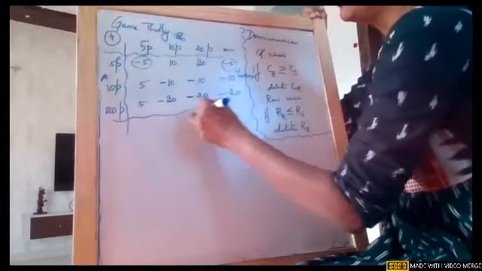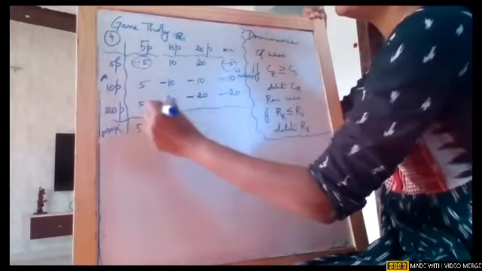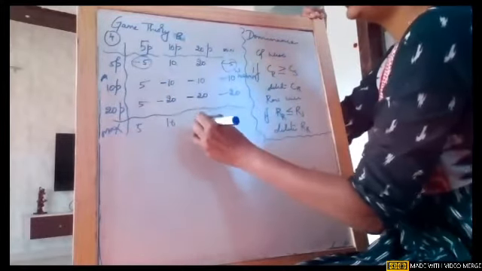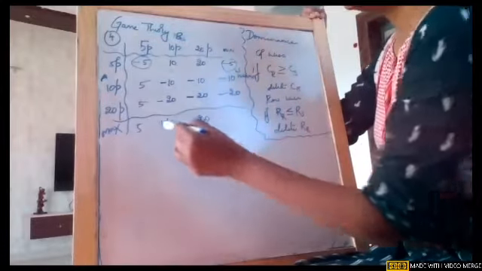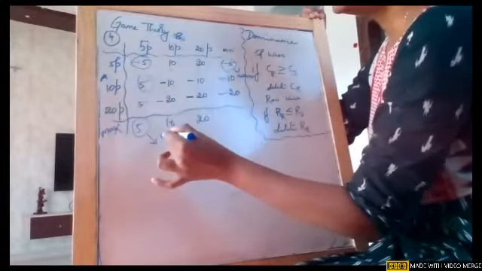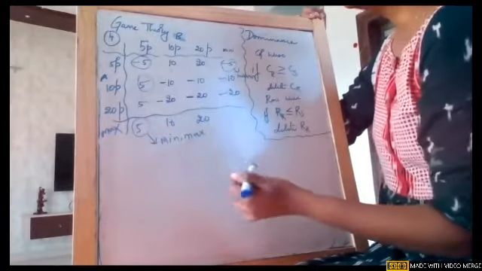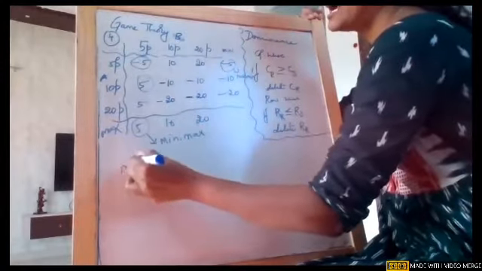Then come column wise also. First we need to pick the maximum values: 5, 10 and 20. Out of these, the minimum value is 5. So this is the minimax. So there is no saddle point.